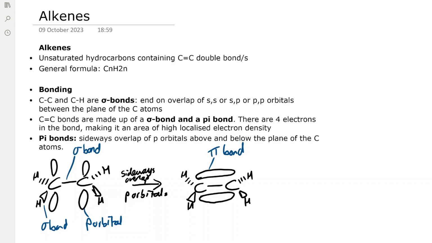So you can see here we've got a diagram of pi bond formation. In this first diagram on the left, we've got a sigma bond between the plane of the carbon atoms. And then above and below the carbon atoms, we have p orbitals. And remember that p orbitals are dumbbell shaped. So if you were to add the bottom and the top p orbital together, you would get a dumbbell shape. And when the pi bond forms, we get a sideways overlap of the p orbitals. So you can see on the right, the pi bond is above and below the plane of the carbon atoms. And then that forms the carbon-carbon double bond.